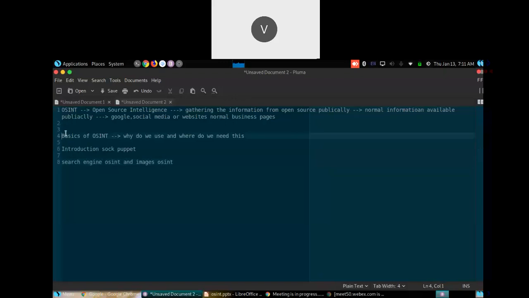So let's start from the basics of OSINT. I hope everyone has understood the definition of OSINT. Basically, it's easy, it's simple. The information which we gather from public resources, which are available freely, publicly, that process of collecting information is known as OSINT, open source intelligence. You guys understood the basics of OSINT?